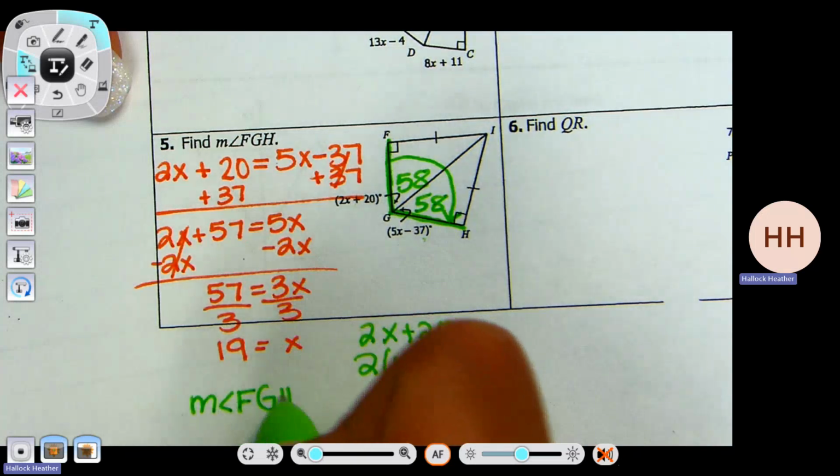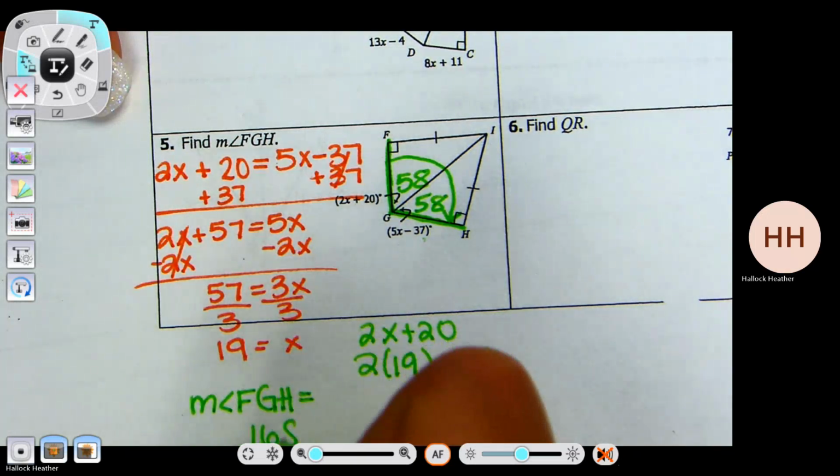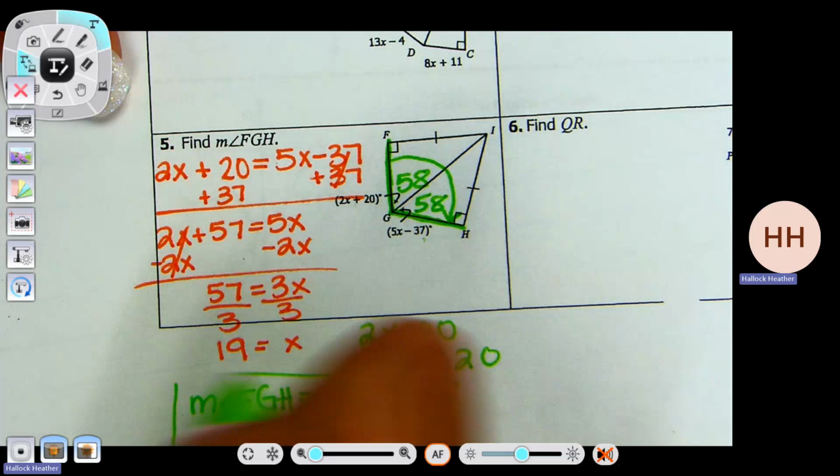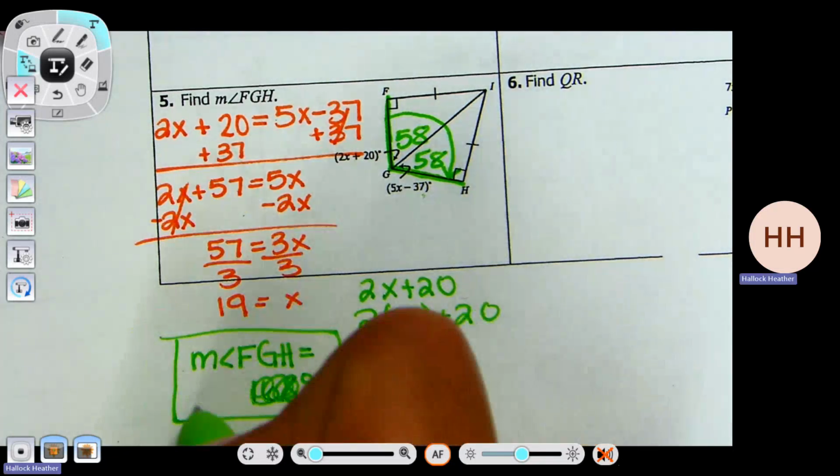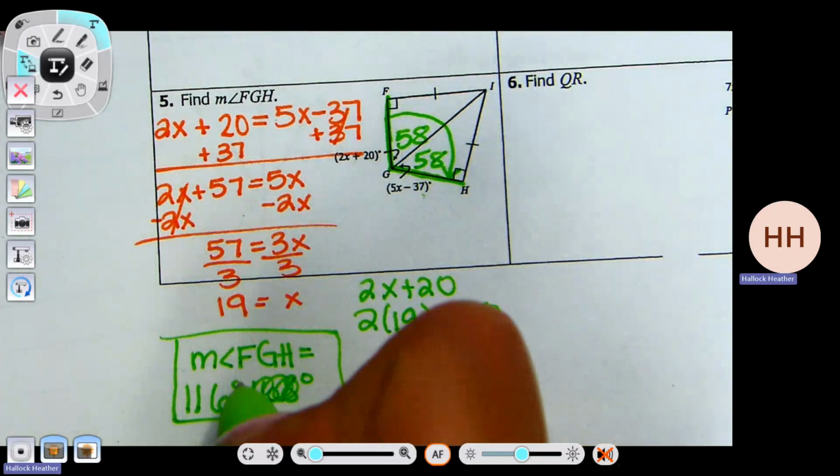Just because the pictures are ugly does not mean it's hard. There's the back. Surprise. So let's go to the back. 168. That's not right. 116. Thanks for calling me out, people.